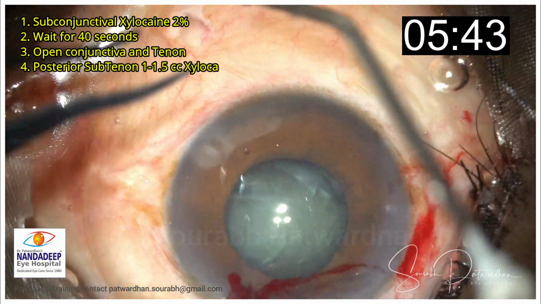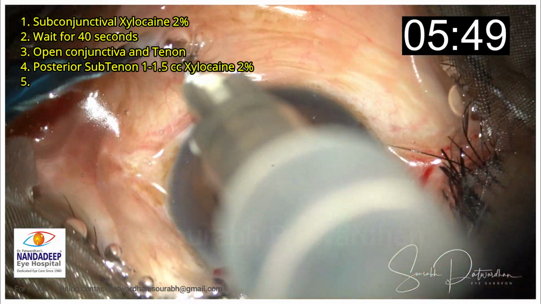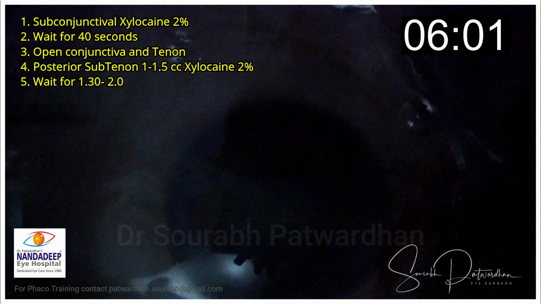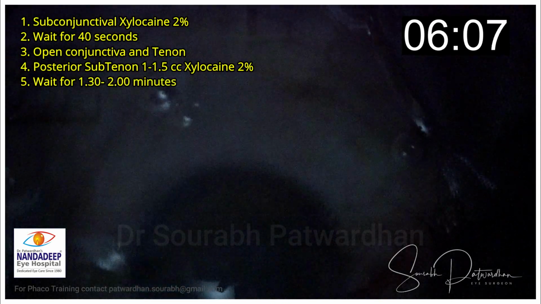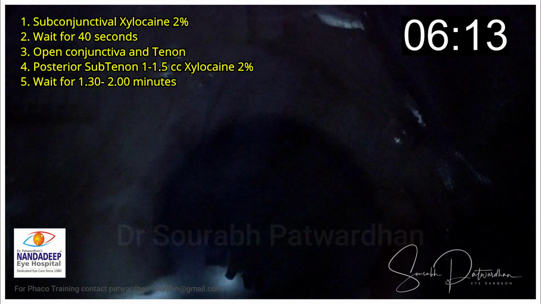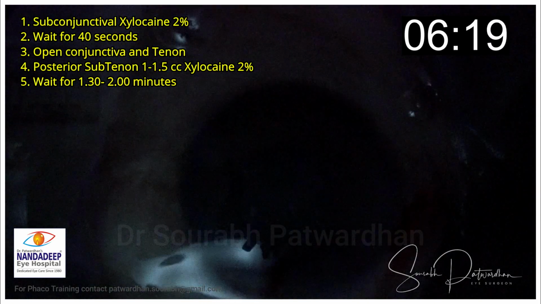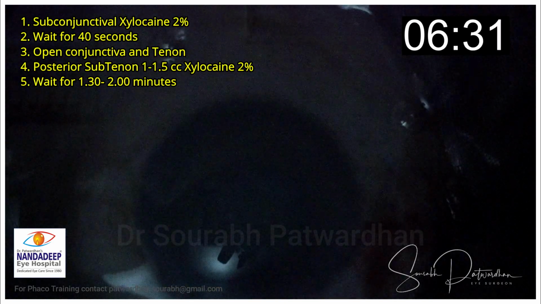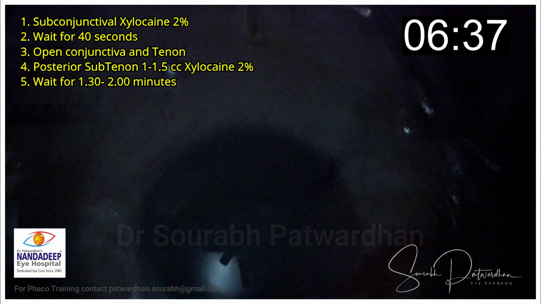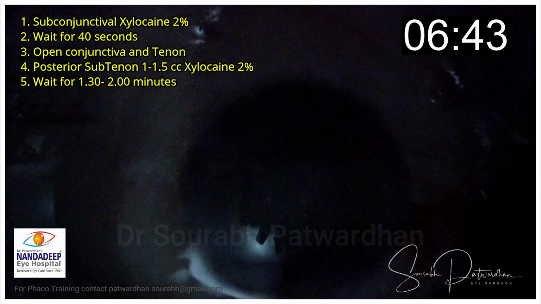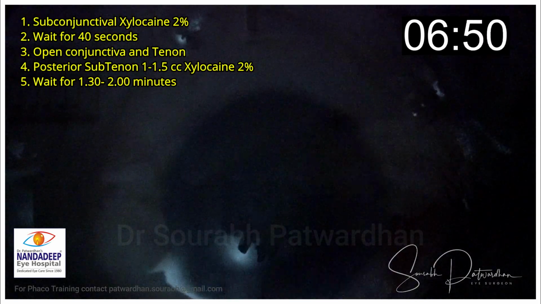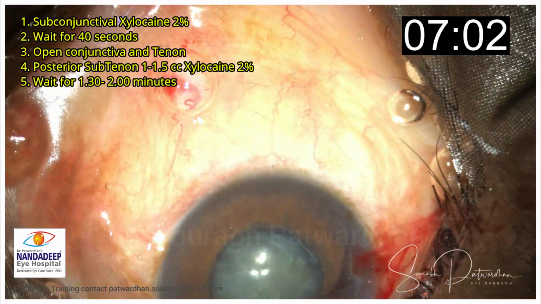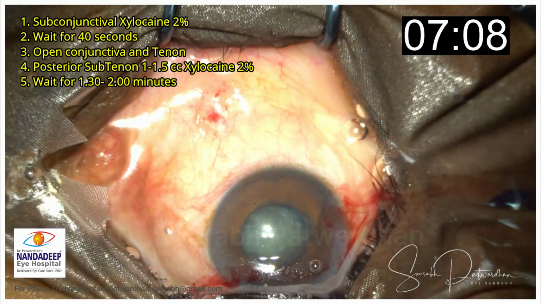So always remember the pharmacology. Xylocaine will take at least 30 to 40 seconds to start its action. So after opening the conjunctiva and tenon, as you saw here, I gave posterior subtenon 1 to 1.5 cc xylocaine. Inform the patient that he may feel a little bit of discomfort while injecting the posterior subtenon, and then most importantly wait for 1.5 to 2 minutes for xylocaine to have good action.